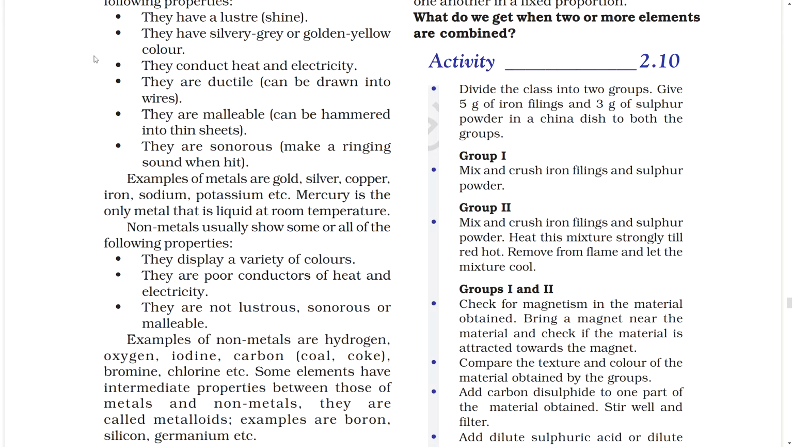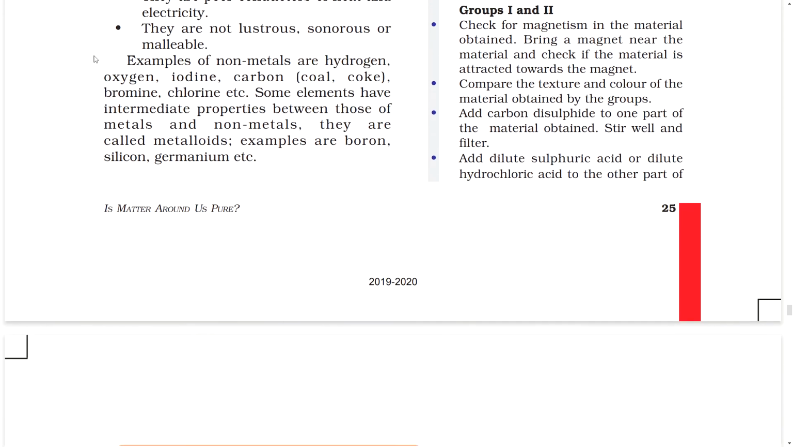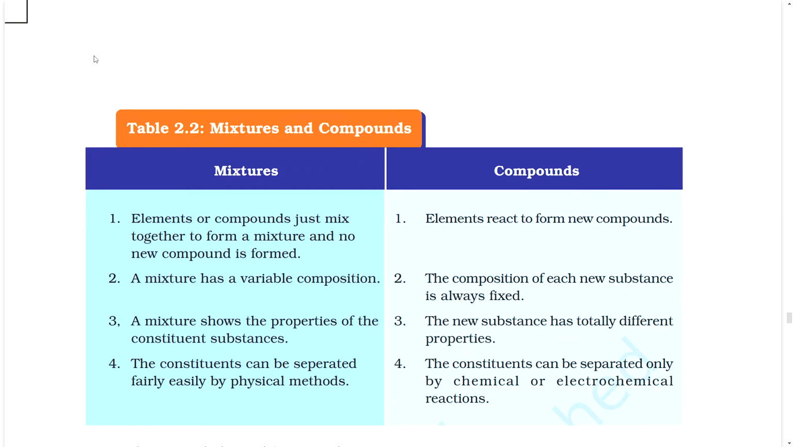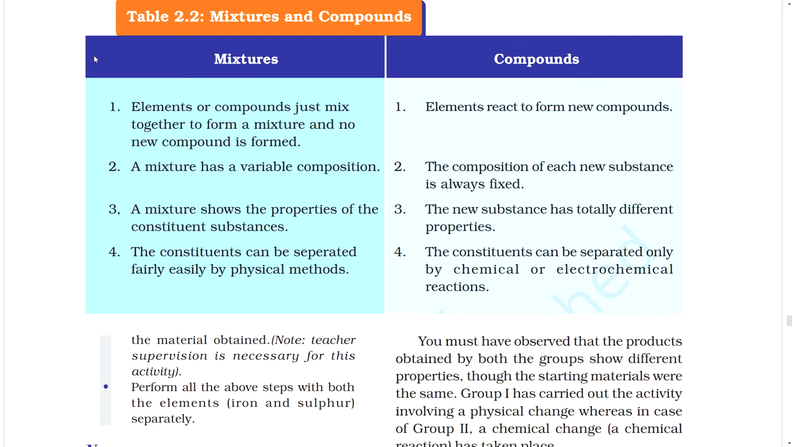Compare the texture and color of the materials obtained by the groups. Add carbon disulfide to one part of the material obtained. Stir well and filter. Add dilute sulfuric acid or dilute hydrochloric acid to the other part of the material obtained. Note, teacher supervision is necessary for this activity. Perform all the above steps with both elements, iron and sulfur, separately.